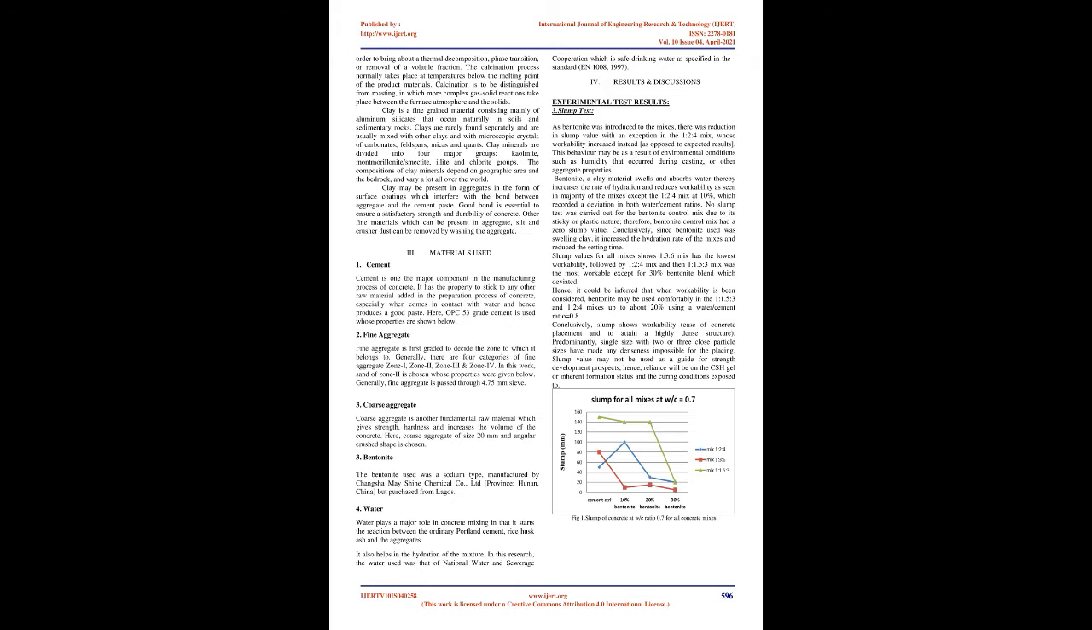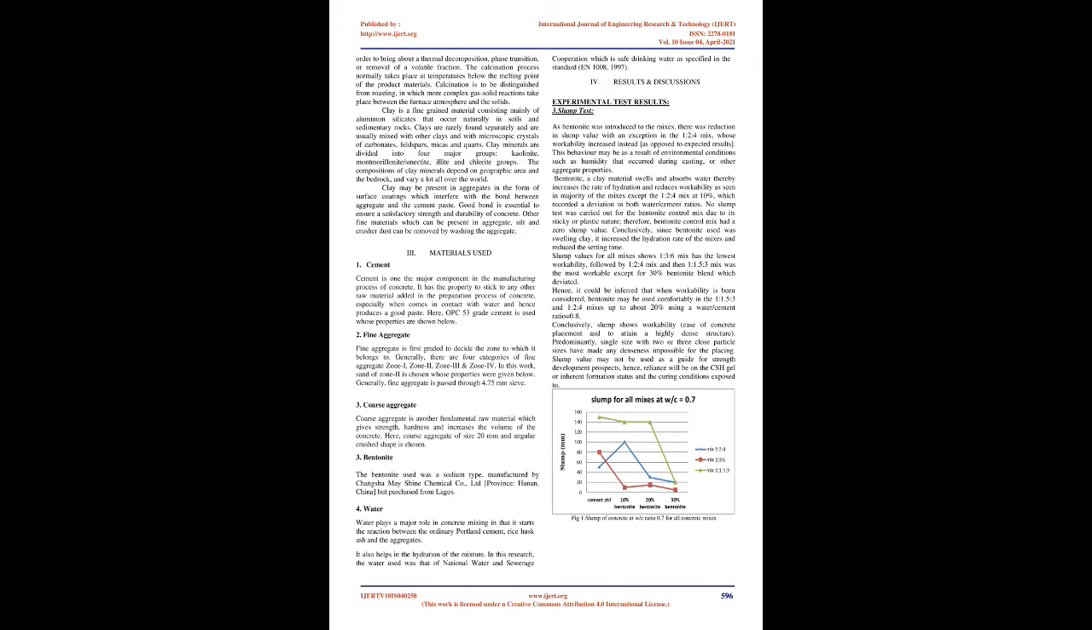The calcination process normally takes place at temperatures below the melting point of the product materials. Calcination is to be distinguished from roasting, in which more complex gas-solid reactions take place between the furnace atmosphere and the solids. Clay is a fine-grained material consisting mainly of aluminum silicates that occur naturally in soils and sedimentary rocks.